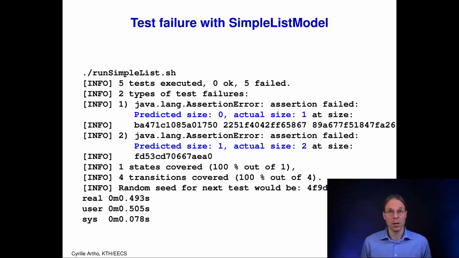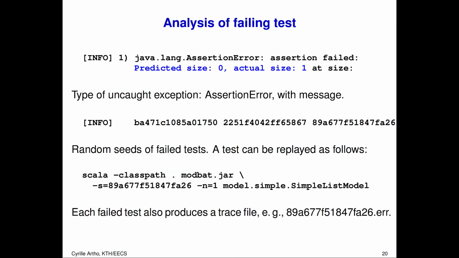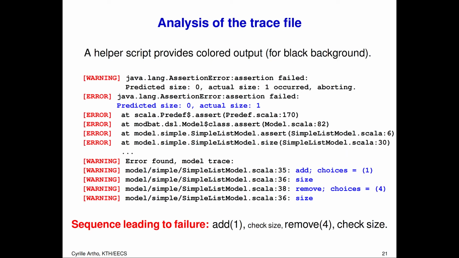Now, if we run this model and generate just 5 test cases, we already have 5 test failures. The tool also shows you the random seeds that were used to produce these test cases so you can replay them later on. The way you analyze these tests is that you look at the error message, in this case the assertion error, and you repeat the test and look at what steps were taken to produce the failure. In this case, the test consists of 4 steps.